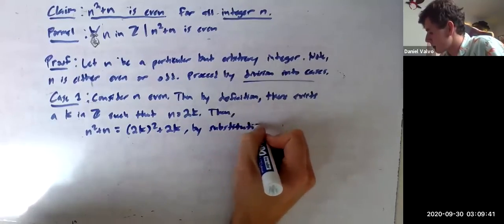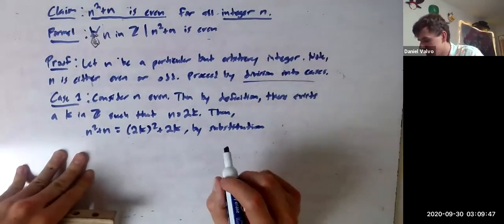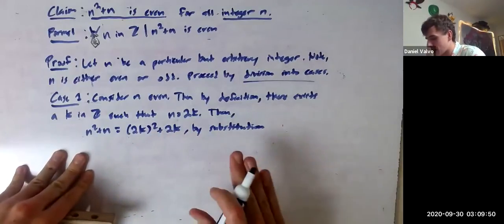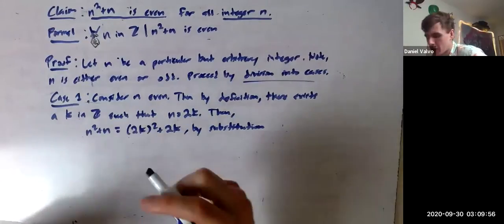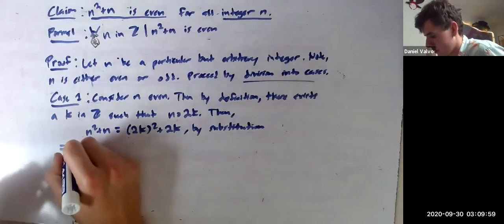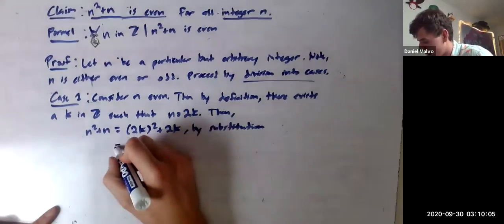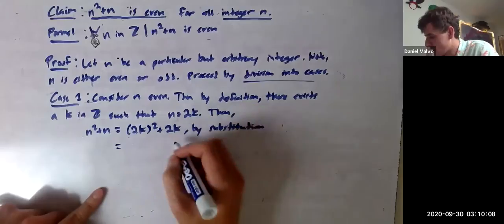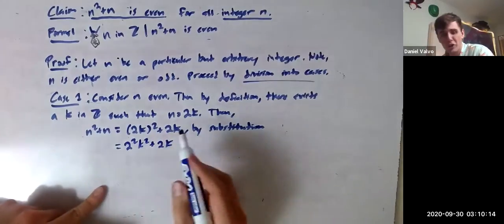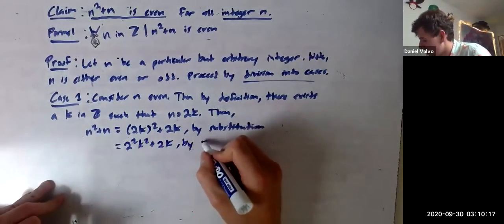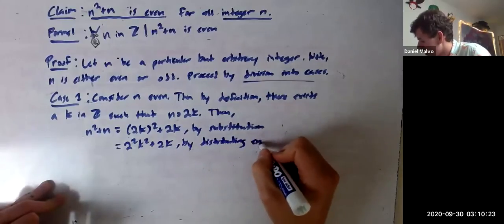by substitution, right? Every step here we're going to justify. So n squared plus n equals (2k) squared plus 2k by substitution. We're justifying why we can do that. We can do that because n literally equals 2k, so we can substitute them for each other. All right. And then what's this going to equal? Well, this is going to equal 2 squared k squared plus 2k. We're going to distribute that exponentiation, by distributing the exponent.